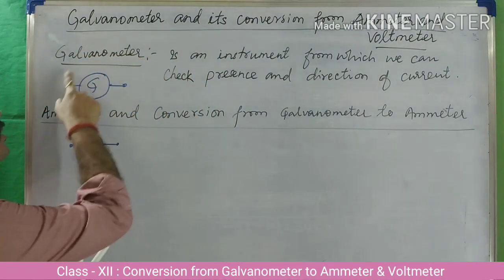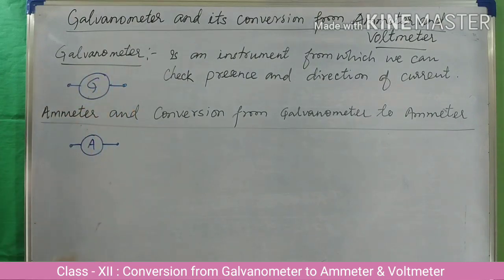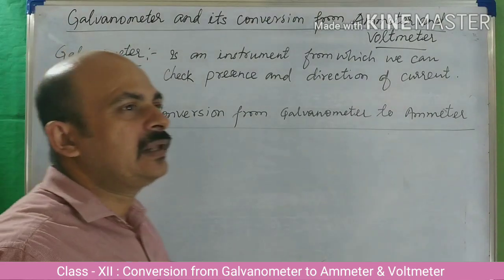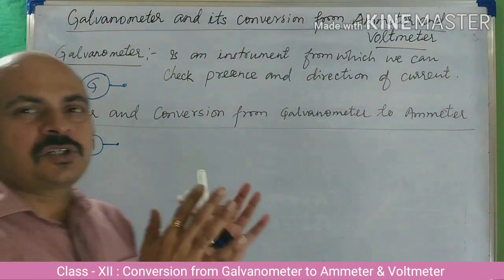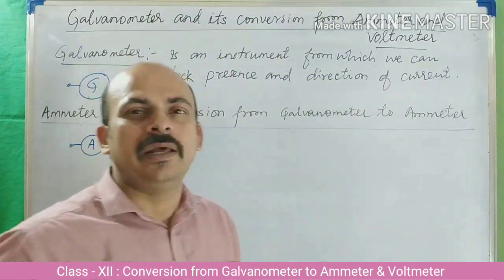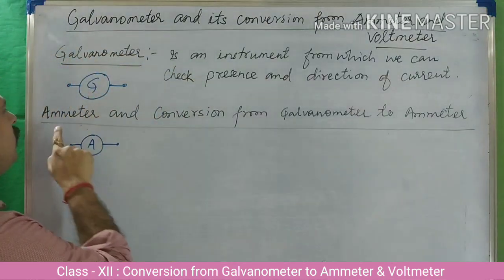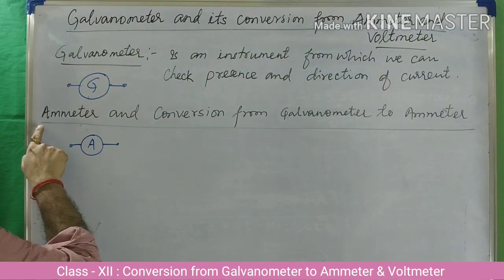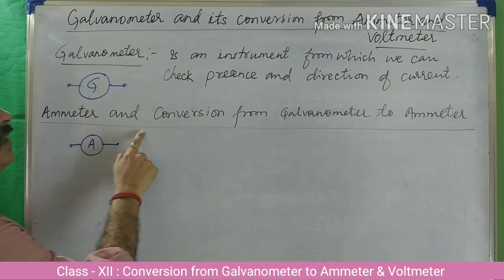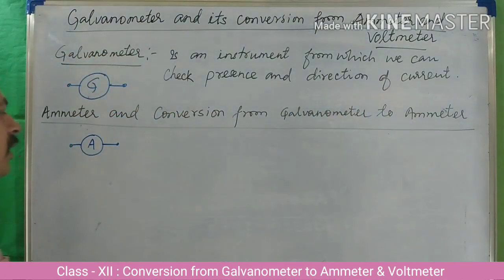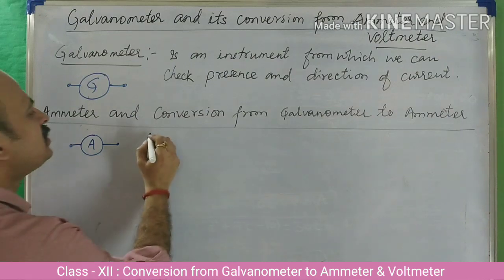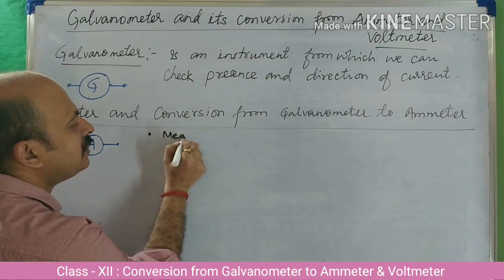The symbol of the galvanometer is this; G is to be written. That galvanometer will have some resistance. Its construction and all that we'll discuss in the next class. But today I am going to discuss the ammeter and conversion from galvanometer to ammeter. What is an ammeter? An ammeter is a device which is used to measure current.